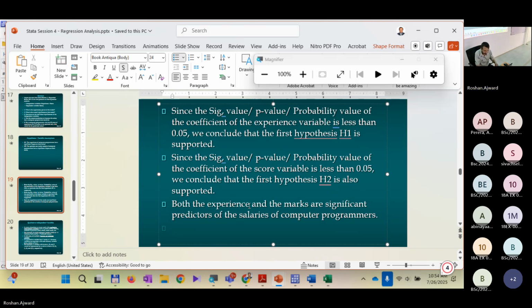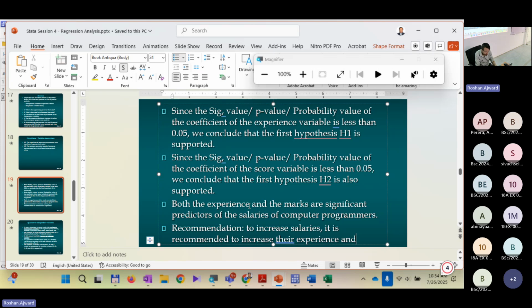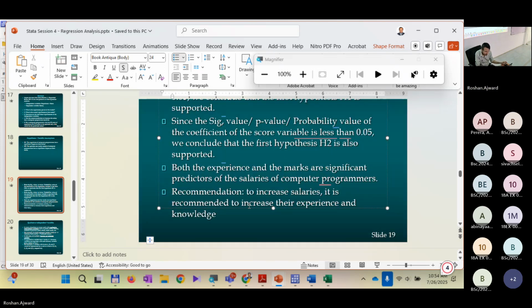What's your recommendation? Therefore, to increase salaries, it is recommended to increase their experience and marks. To increase marks, you have to increase knowledge.